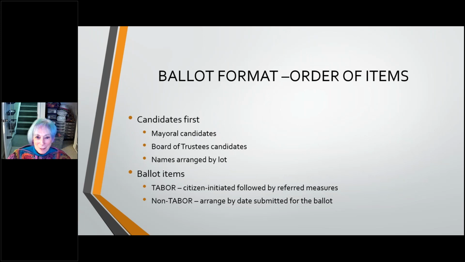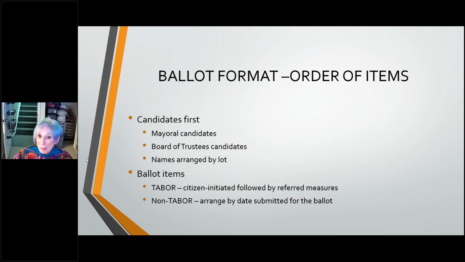All right. So let's talk about the format of the ballot. First, I want to talk about the order of the items on the ballot. You want to list your candidates first, and I suggest that you put the mayoral candidates at the very beginning because the mayor's position is a little higher ranking than the Board of Trustees. Then after the mayoral candidates, you're going to put your Board of Trustee candidates. Now, I will tell you that you will not find this order in state statute. You're doing it because it makes sense.